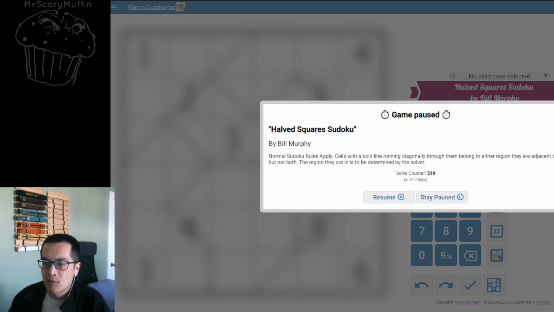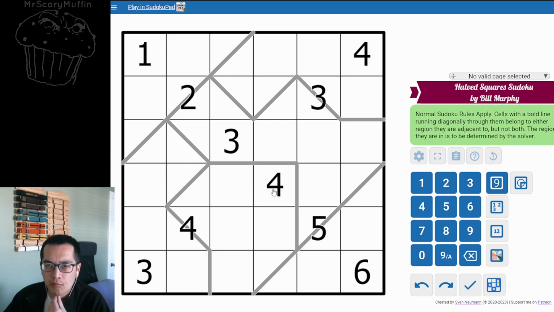It's called Half Squared Sudoku. Normal Sudoku rules apply, except when they don't. Cells with a bold line running diagonally through them belong to either region they are adjacent to, but not both. Which region they are in is to be determined by the solver. So it's an irregular region 6x6. Each of these regions will still have 1, 2, 3, 4, 5, 6, and every row and column will still have 1, 2, 3, 4, 5, 6.